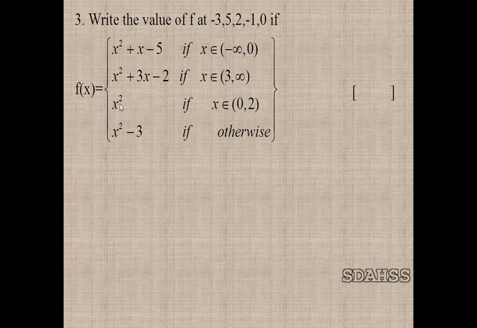Then f of x is equal to x square if x belongs to 0, 2. Here the value lies between 0 and 2. So the value of x is 1. Only one value is there. Then f of x is equal to x square minus 3 if otherwise. We want to find the value at minus 3, 5, 2, minus 1, 0.